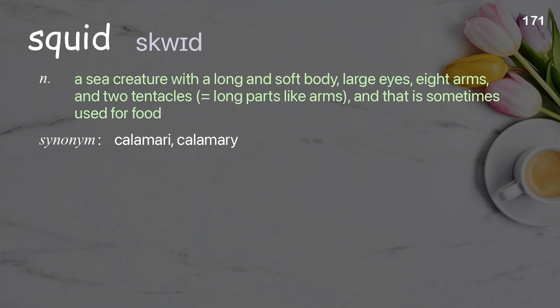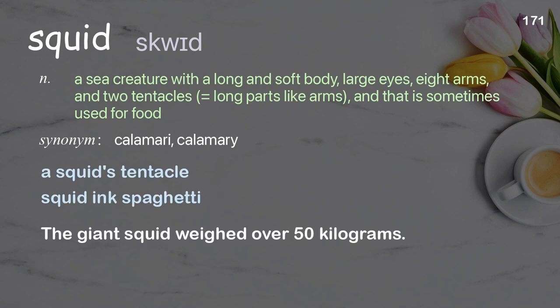Squid: a sea creature with a long and soft body, large eyes, 8 arms, and 2 tentacles, which are long parts like arms, and that is sometimes used for food. Examples: a squid's tentacle, squid ink spaghetti. The giant squid weighed over 50 kilograms.